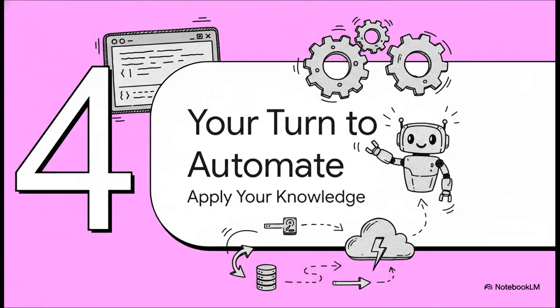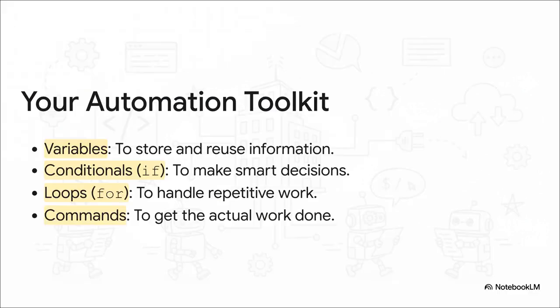So there you have it. In just a few minutes, we've gone from zero to a working backup bot. We've laid all the groundwork, but look, the real magic happens when you start thinking about how to use this for your own stuff. So let's do a quick recap of the tools you now have in your automation toolkit. You've got variables, that's for storing info. You've got conditionals, the if statements, that's the brain. You've got loops, the for command, that's the muscle for doing all the repetitive work. And you can mix all of that with thousands of other commands to get pretty much anything done.